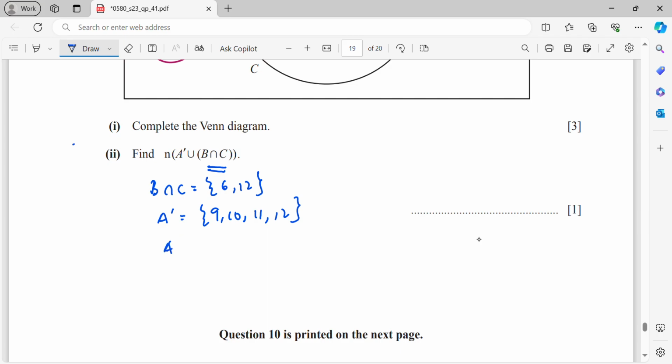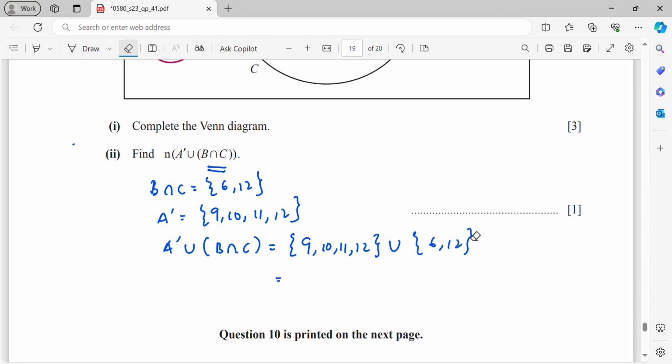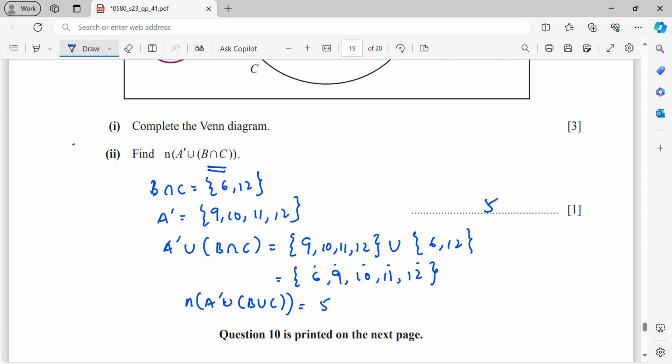So now A prime union B intersect C. That means 9, 10, 11, 12 union 6, 12. When you have union, it means that you just combine all the elements. So now I will add 6 to the first set, and the 12 is already available in the first set, so no need to write it down. So from here, the number of elements will be 1, 2, 3, 4, 5, because there are 5 outcomes. So that's the solution of this part 2.